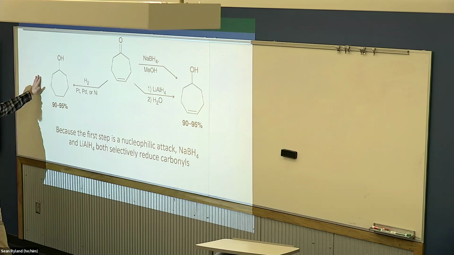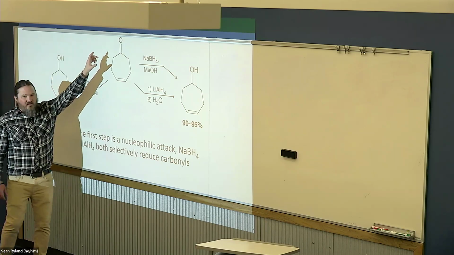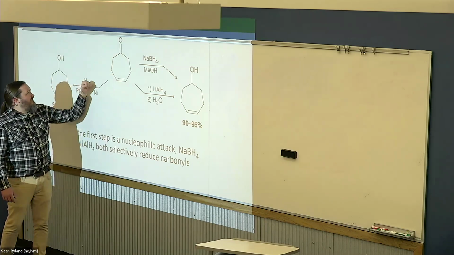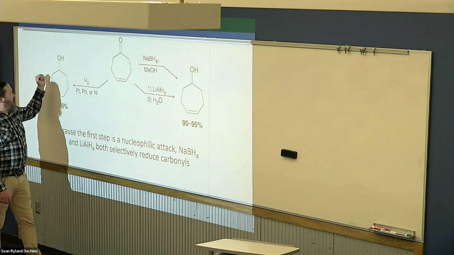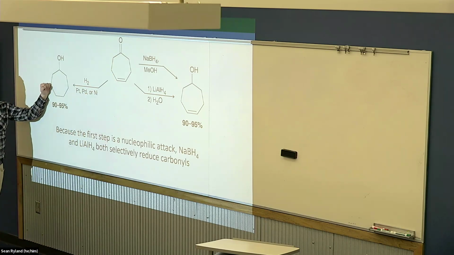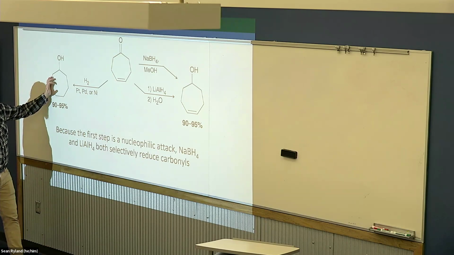And the flip side, the one that's not shown here, is if we want to reduce the alkene without reducing the ketone, we use hydrogen and platinum, but at lower temperatures. And you might get some of this as a product, but most of it is going to react at the alkene.